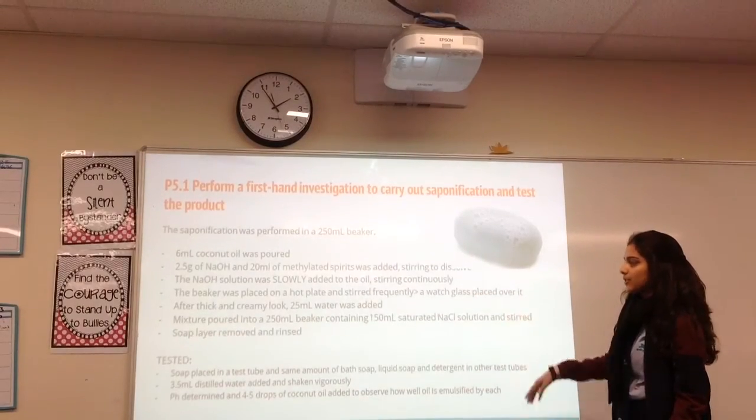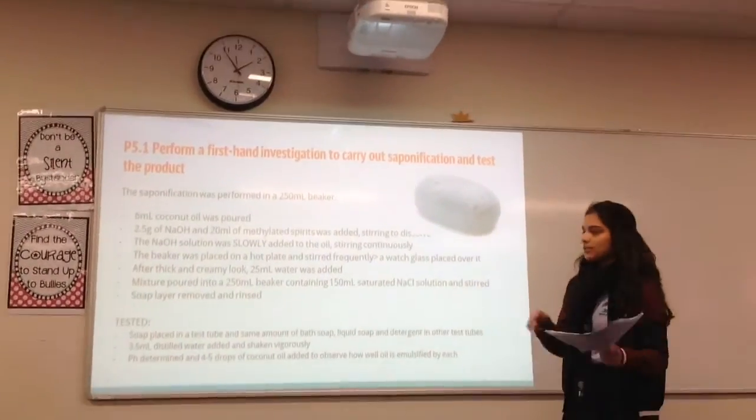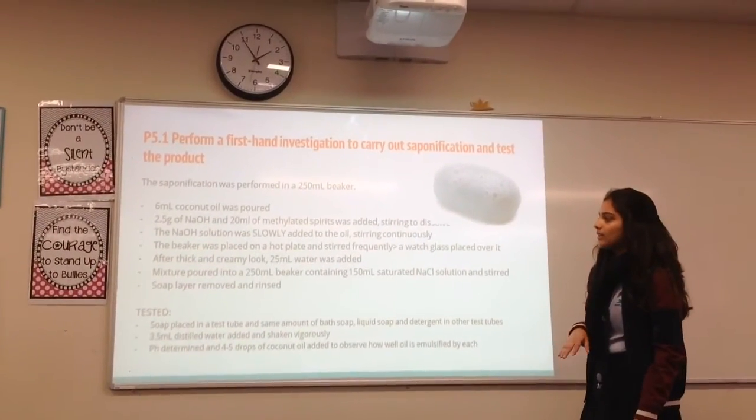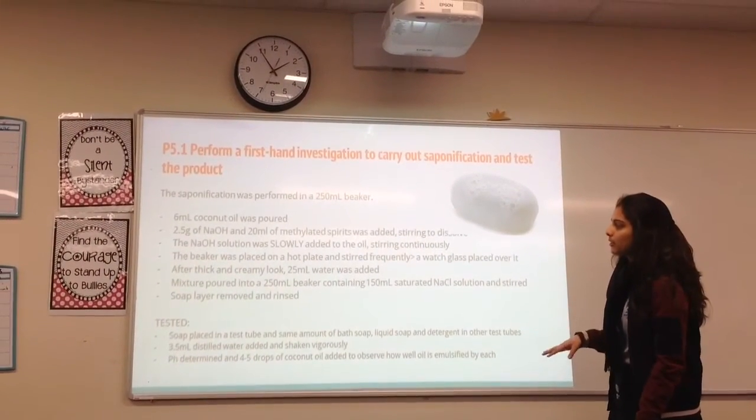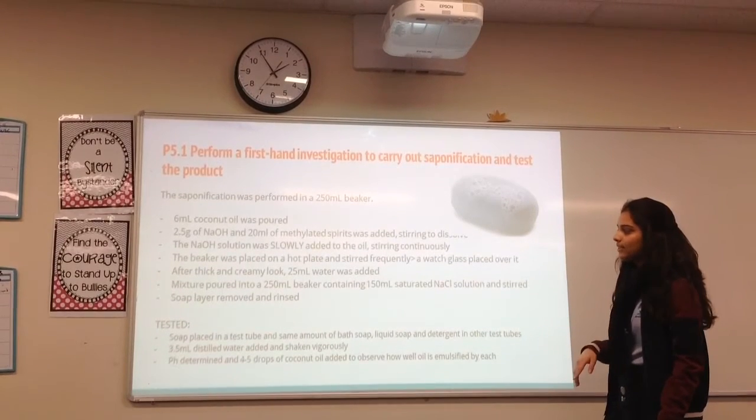And the beaker was placed on a hot plate and stirred frequently, with a watch glass over it so it doesn't splatter. And after a thick and creamy look has occurred, 25 milliliters of water is added, and it's poured into a 250 milliliter beaker.